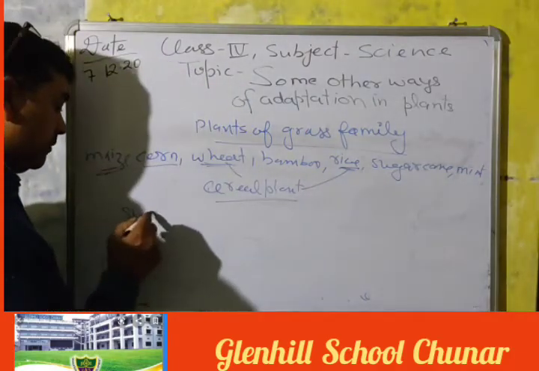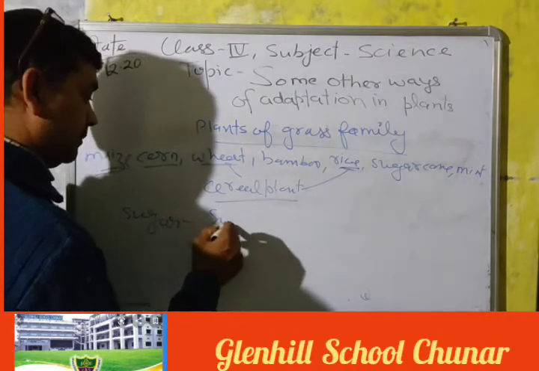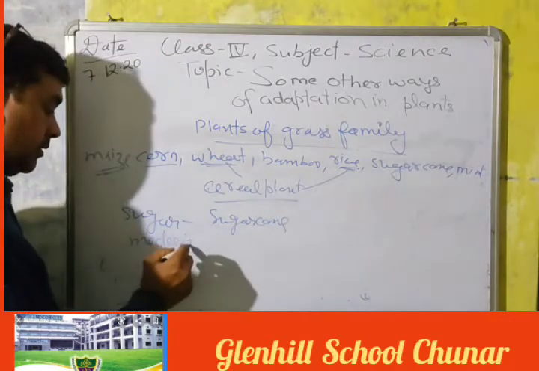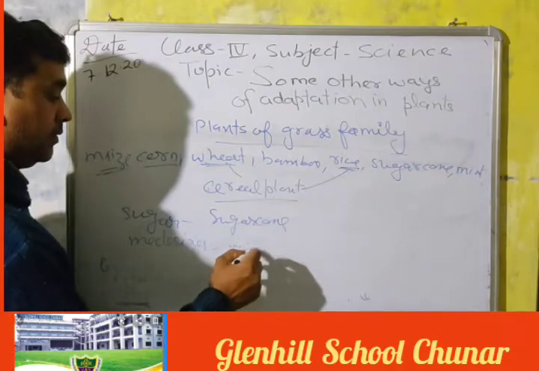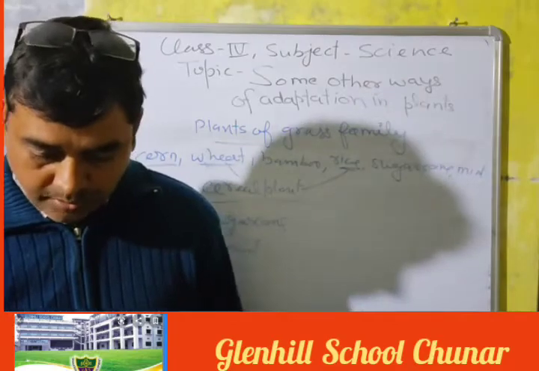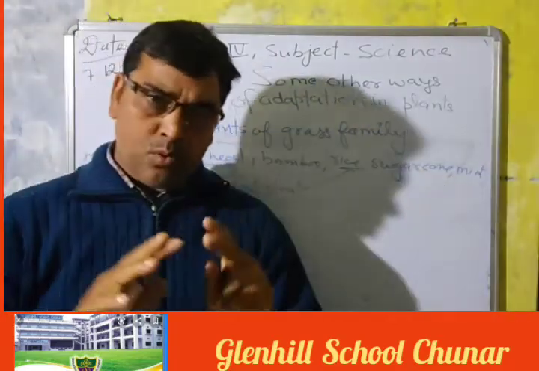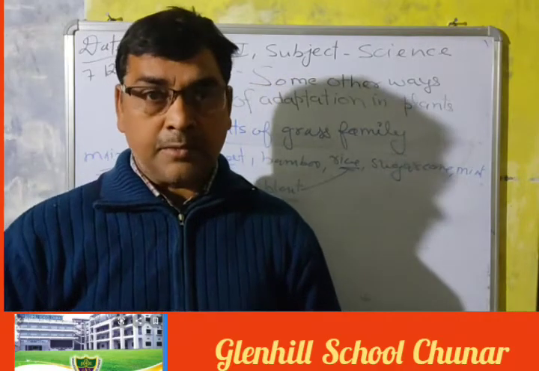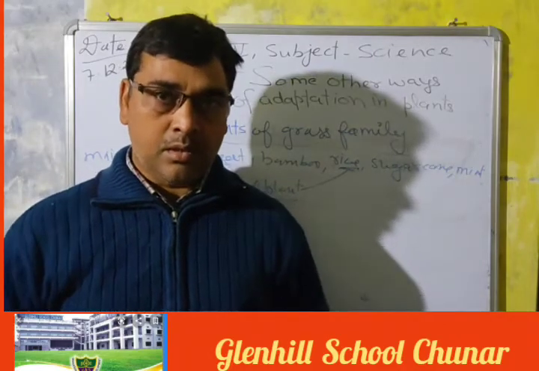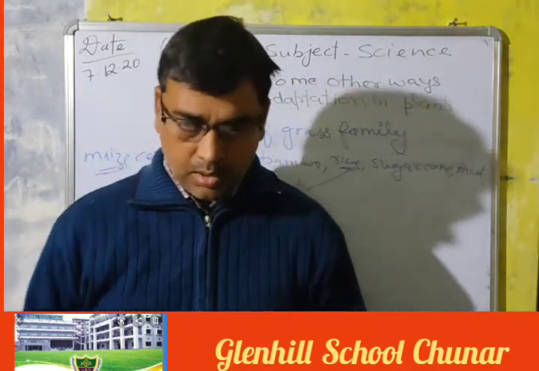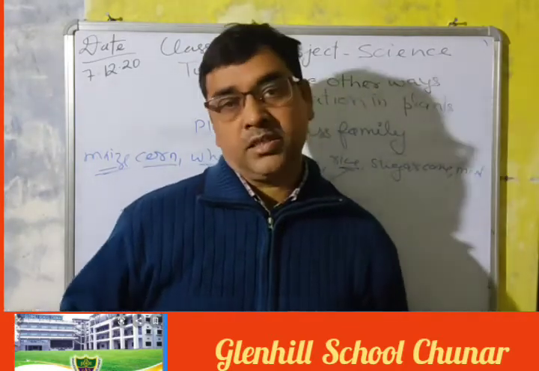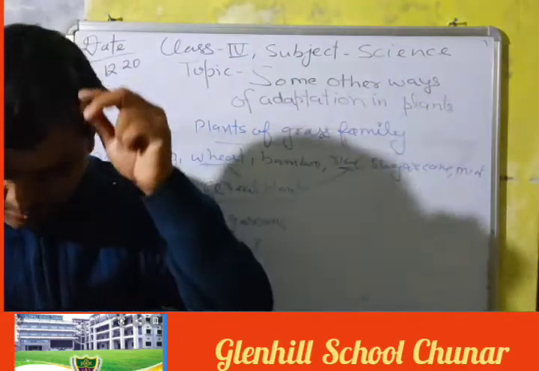And we get sugar from sugarcane. Some are useful as medicine, like mint, and some other plants also provide medicines. And students, bamboo is also a grass family plant, which is very useful for making furniture, making the fencing of our house, and also making houses in the eastern part of our country.